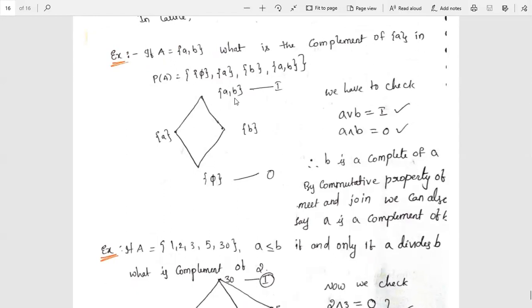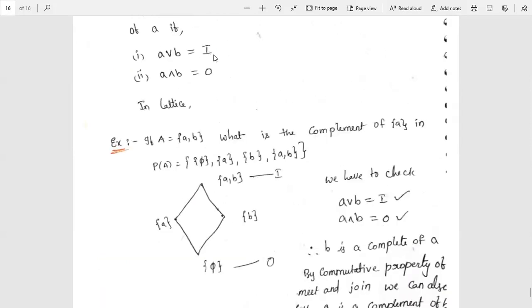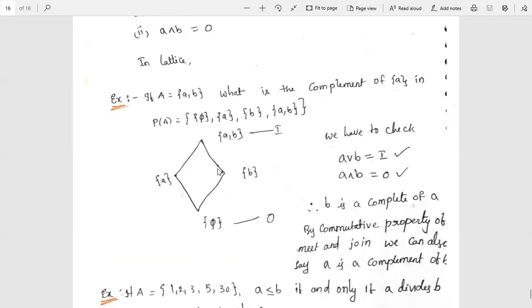We have to check whether {a} and {b} join to the greatest element or not. That is the condition. A join B should be equal to the greatest element. Here {a} join {b} is equal to {a, b}, which is equal to I. So yes, it is satisfied, and the given lattice satisfies the first property.